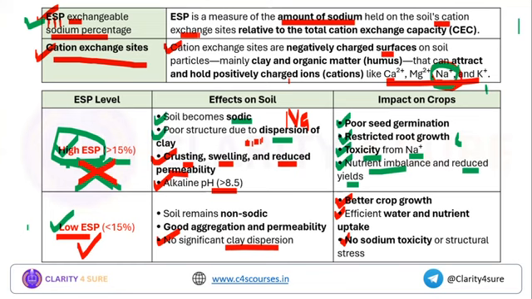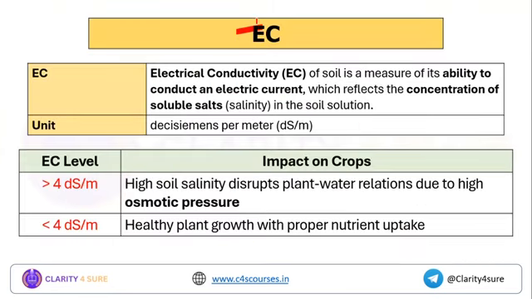Okay, next concept is EC, electrical conductivity. This is again an important part, and there were PYQs from this EC concept. So please let's understand what EC is. EC is the electrical conductivity of a soil and is a measure of its ability to conduct an electric current. It's easy, right?